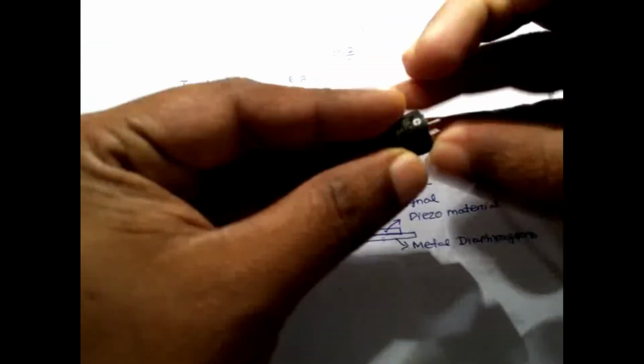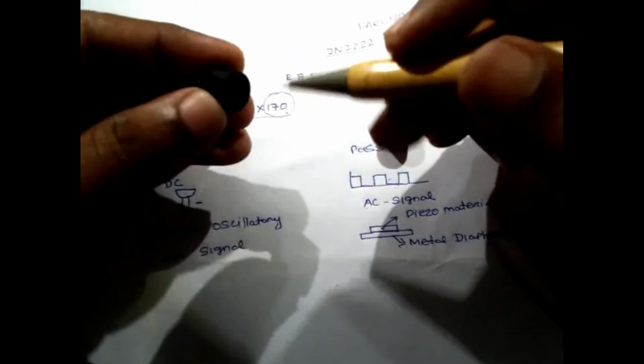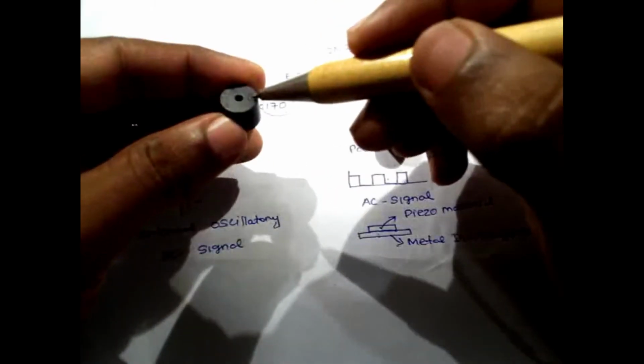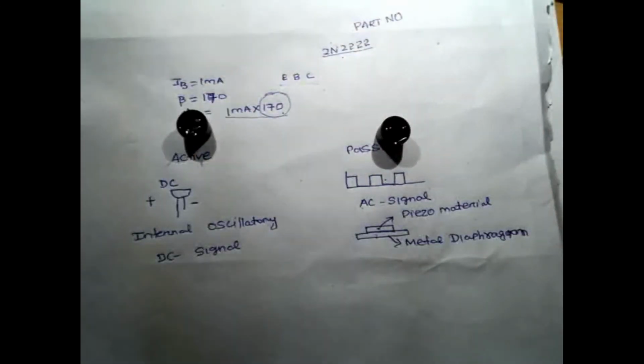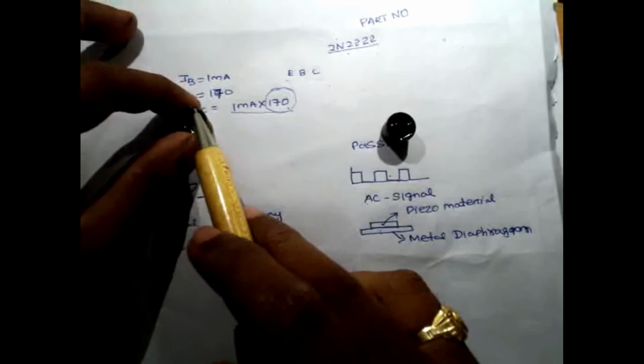But in the case of active and passive, you can also see some positive symbol over here, on the cap. This sign corresponds to the longer pin. But how can you know which one is positive and which one is negative if both terminals are the same size? Since it is longer, you can say this one is the positive, this one negative.